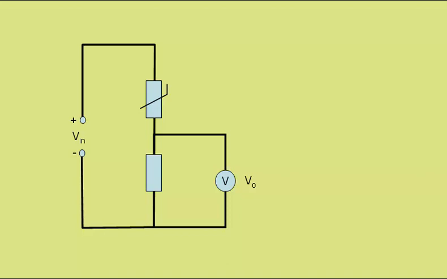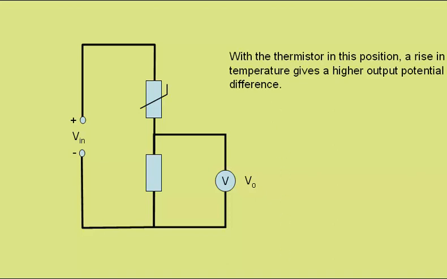Now I've swapped the resistors, so we have the fixed resistor down here and the thermistor in the top position. As the temperature rises, its resistance again will fall, and so its share of the supply potential difference will fall. In turn, the fixed resistor will take a bigger share of the supply voltage, and V0 will rise. So just to stress again, with the thermistor in this position, a rise in temperature gives a higher output potential difference. In the previous case, with the thermistor down here, a rise in temperature gave a drop in output potential difference.